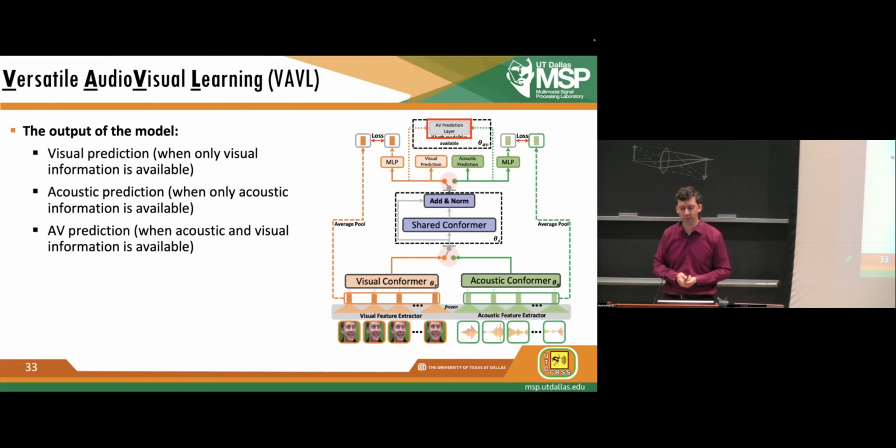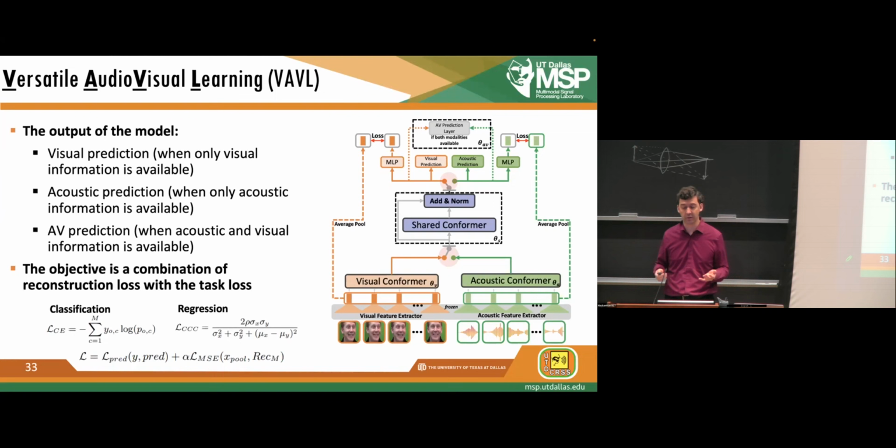The way that we train it is based on a classification loss, a cross entropy, if it is a categorical emotion problem like happy, angry, sad, or regression, if you're looking at attributes, for example arousal, valence, and dominance. And that you combine with the reconstruction losses, so that leads to the final losses that have the prediction layers and the reconstruction layers.